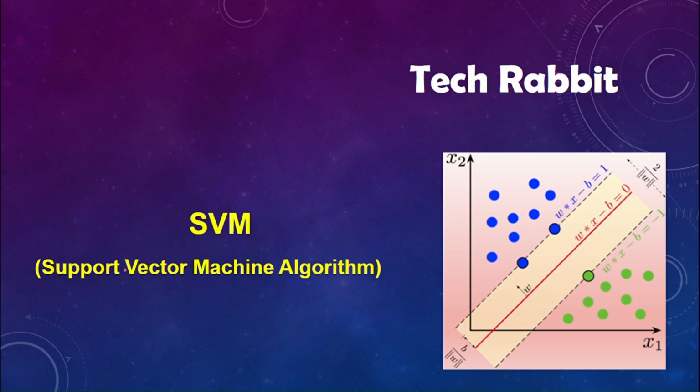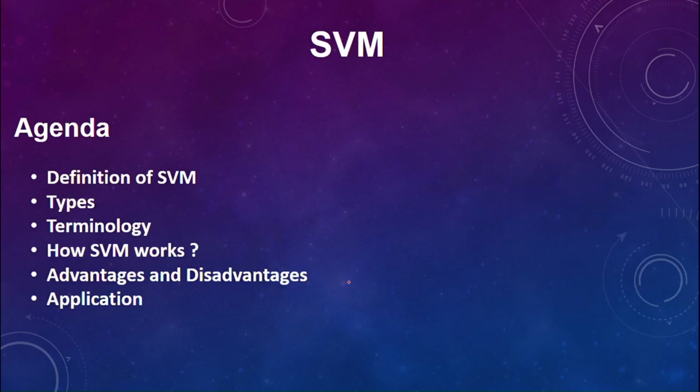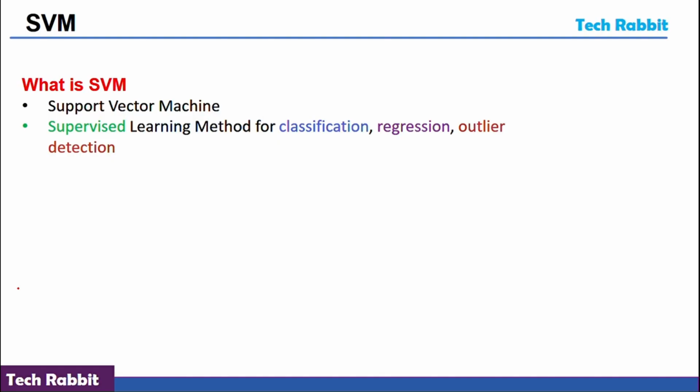Welcome to Tech Rabbit. Today we will talk about the SVM, that is, the support vector machine algorithm. The agenda for SVM is its definition, types, terminologies, how it works, advantages, disadvantages, and its applications.